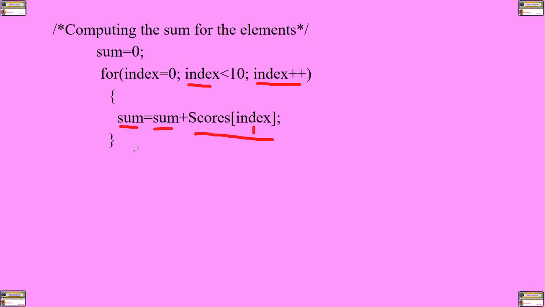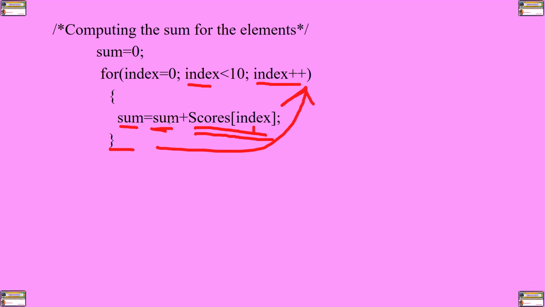Once this is done, the processor will then increment the value of index by 1. So if it was 1, the current value will be 1 plus 1, which gives 2. So is 2 less than 10? Yes. So it will go and pick the value at index number 2, which is the third element, then add that value to the current content of memory location called sum.